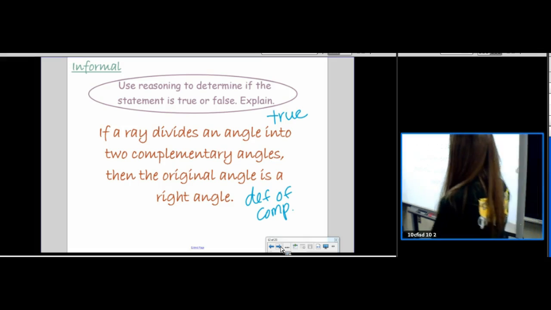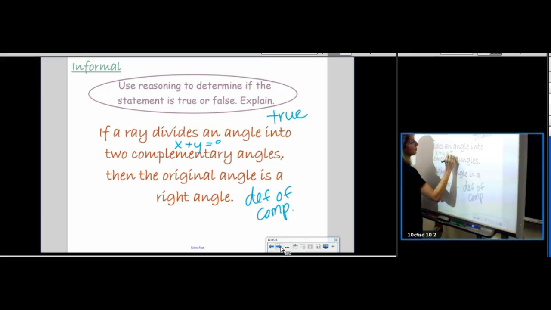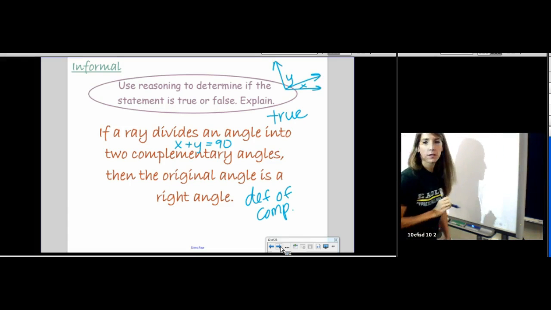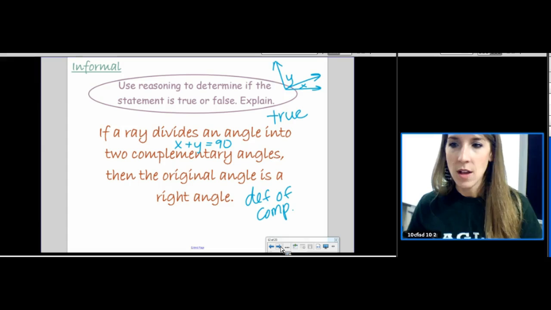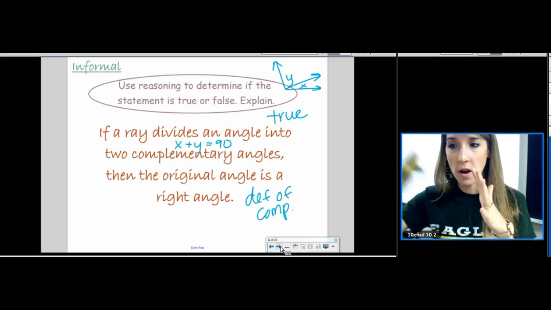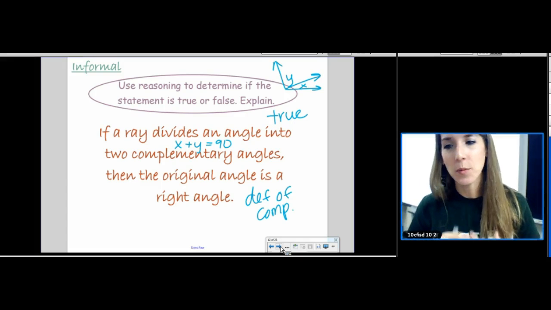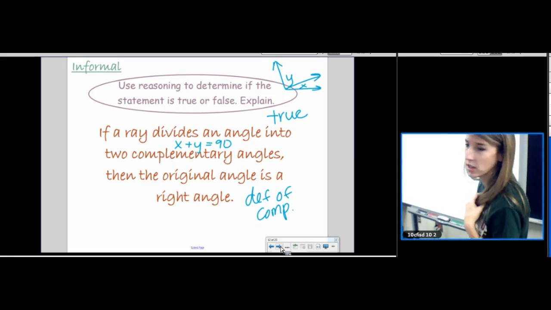To be complementary angles, they have to be two angles. We'll call them x and y. So if a ray divides an angle into two complementary angles, then the original angle had to have been a right angle because x plus y equals 90. They're already adjacent to each other because it's one ray dividing an angle into two complementary angles, any two angles. So they're adjacent and they add up to 90, so that original angle would have had to have been a right angle. Okay? I think y'all were getting complementary and congruent mixed up.